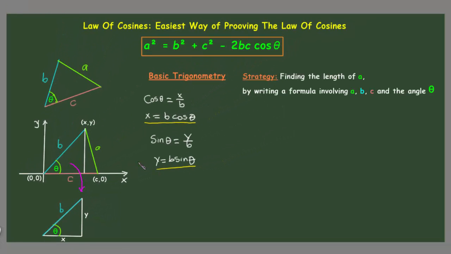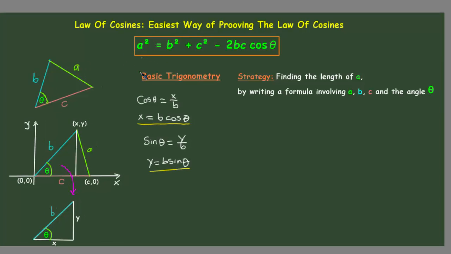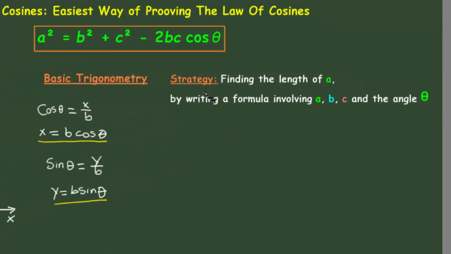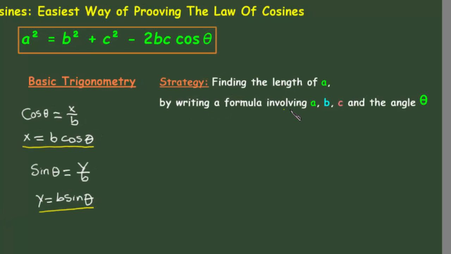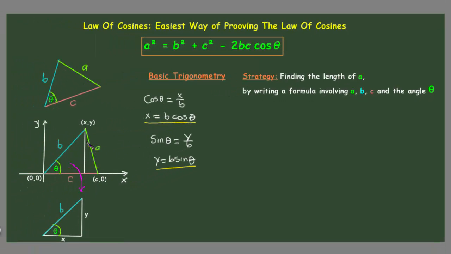Okay, now that we have all the points of our triangle, we have this corner, this point here, and that other point here. We now need to find the length of a. This is what we've been looking for since the very beginning. And our strategy is going to be to write a formula involving a, b, c, and the angle theta. To do that, we need to use the distance formula, because we need to find this distance here.